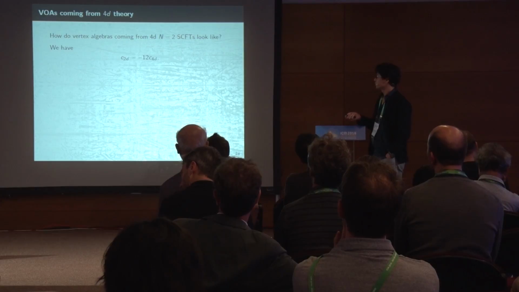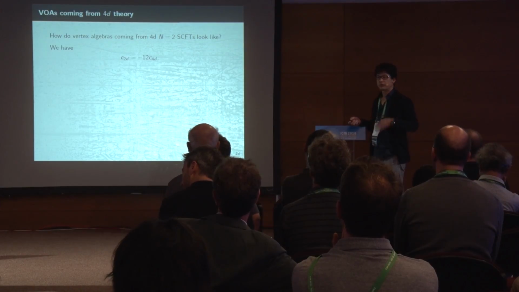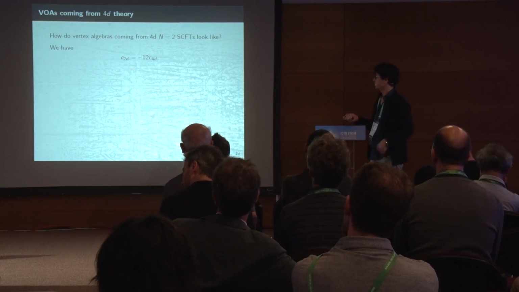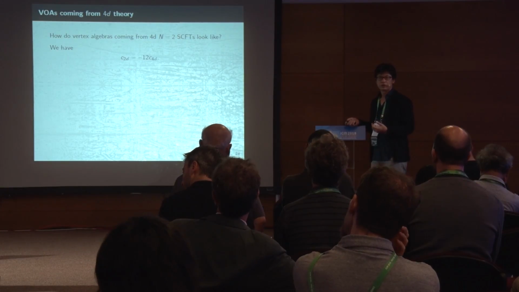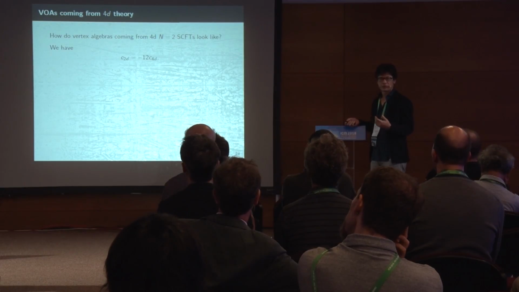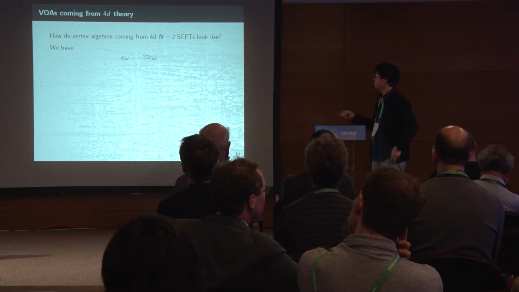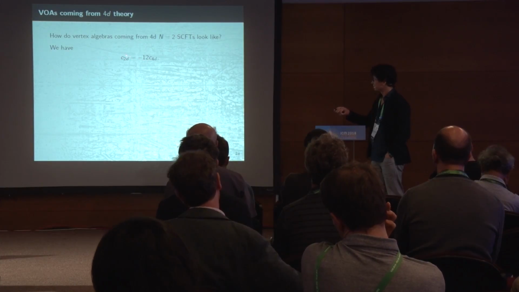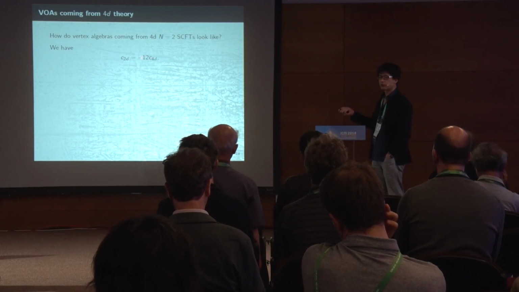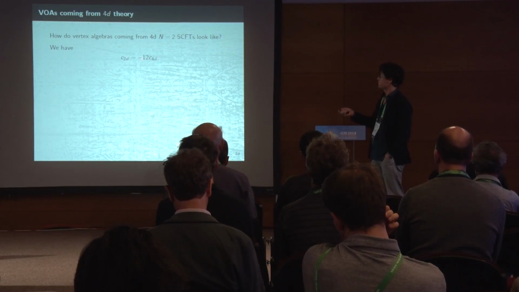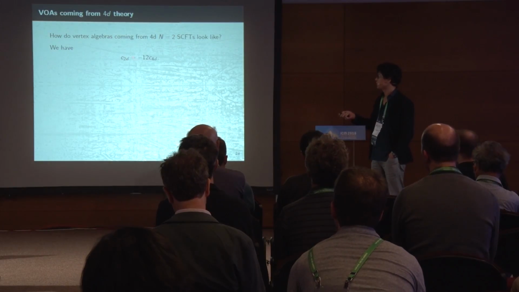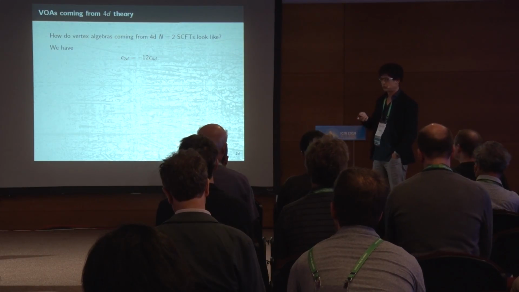And there's some relation between 4D theory and 2D theory. One of them is the relation between central charges. The central charge takes a positive value for a unitary theory. So this is the central charge for the vertex algebra, and this is the central charge for the corresponding 4D theory. And there's a minus sign here. So if you start with a unitary theory, you end up with a non-unitary theory.